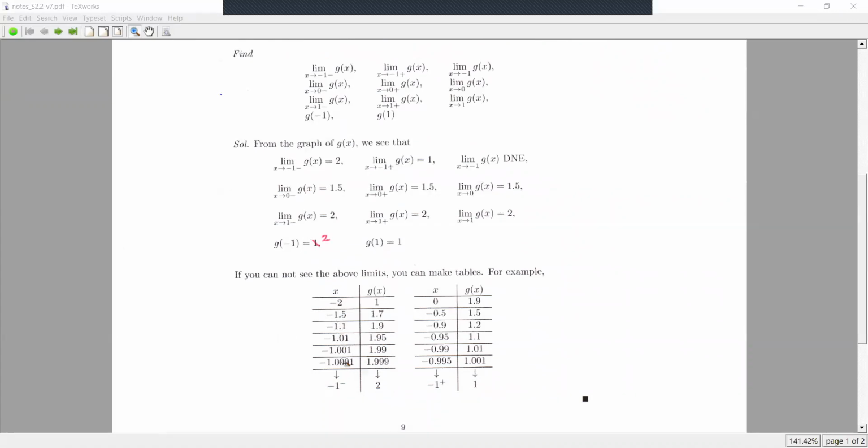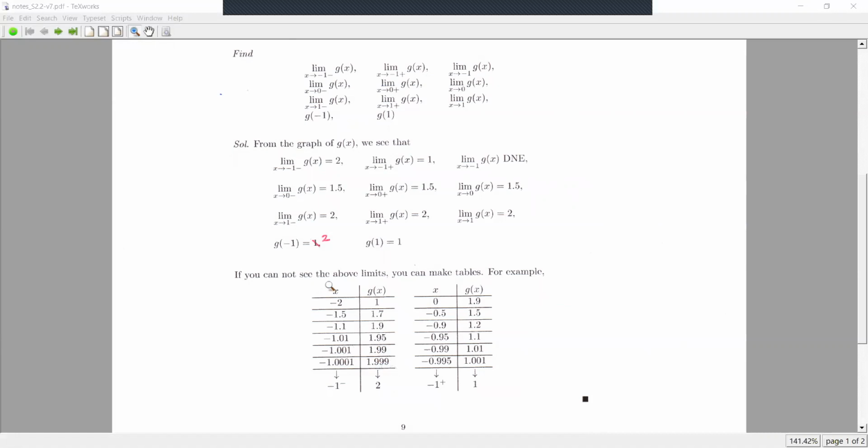Similarly, to tell the function values at the other points, when x is negative 1.01, I guess the function value is 1.95. When x is negative 1.001, function value is 1.99. When x is negative 1.0001, function value is 1.999.